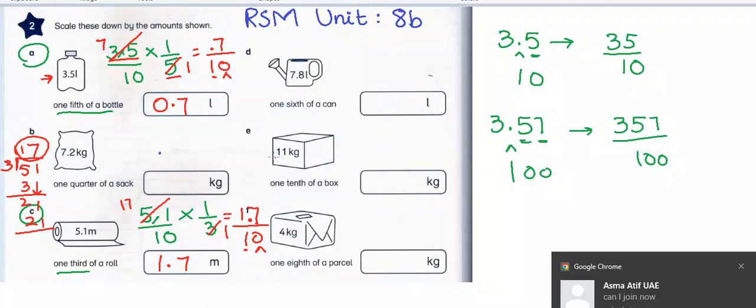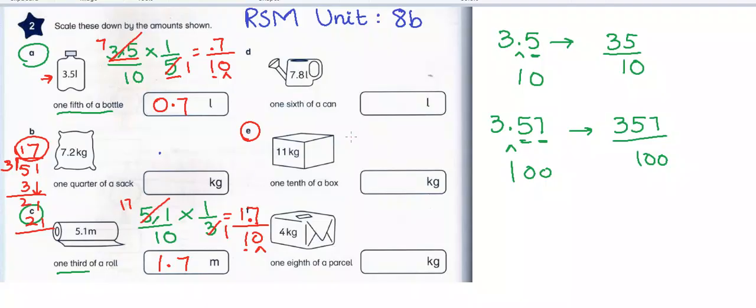Now let's suppose we are doing part E, right? 1/3 of a box. 11, since it's already a whole number, and we have to multiply it by 1 by 10. We are finding 1/10 of it. So numerators together, 11 times 1 is 11 and the denominator is 10. 1 digit and a decimal. Our answer is 1.1 kg. I think it is easy for you now.